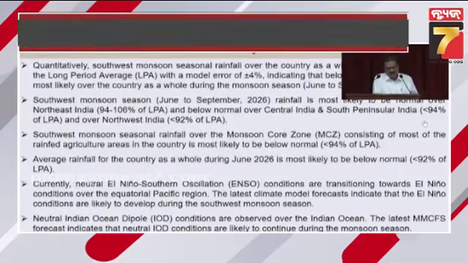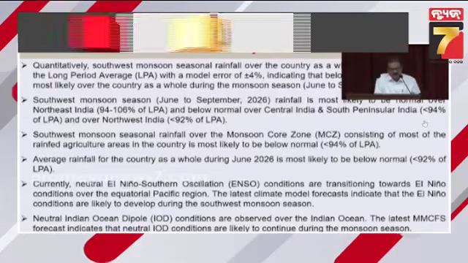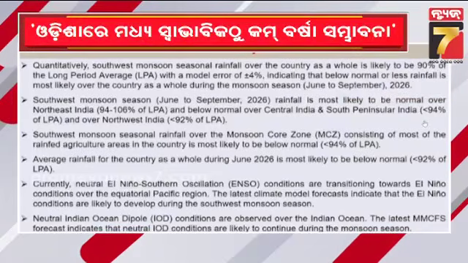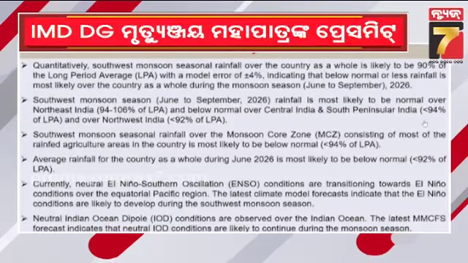So now I will tell you the summary. Quantitatively, the southwest monsoon seasonal rainfall over the country as a whole is likely to be 90% of the long period average with a model error of plus minus 4%, indicating that below normal rainfall is likely for the country during June to September 2026.